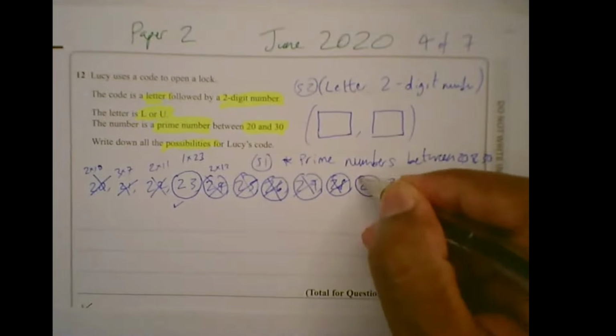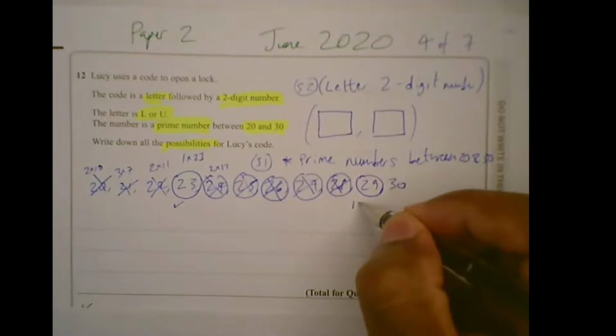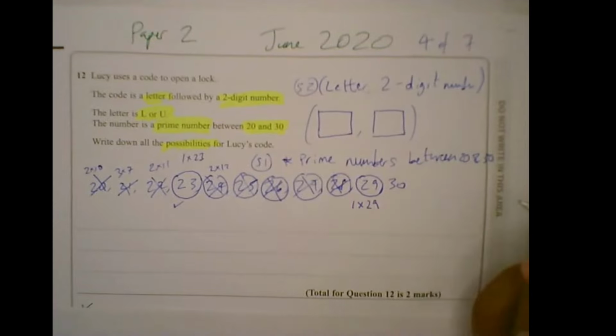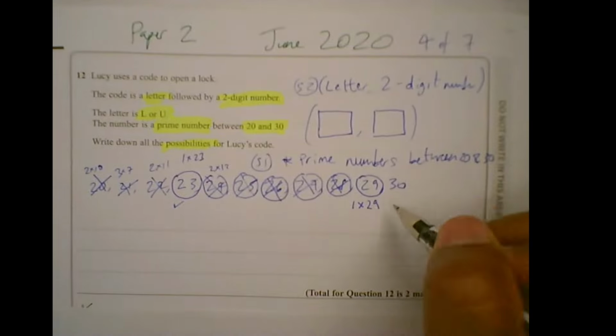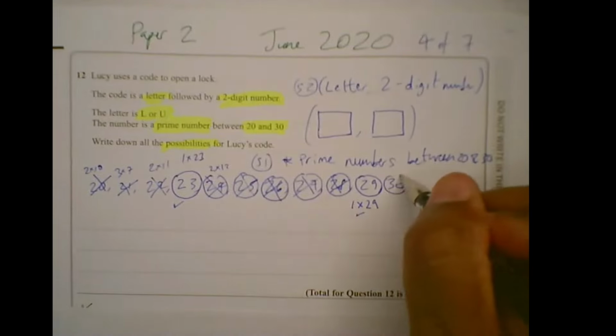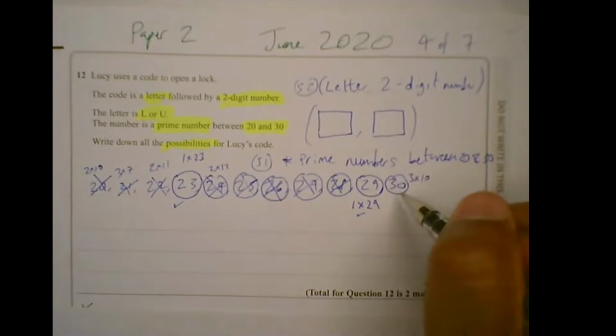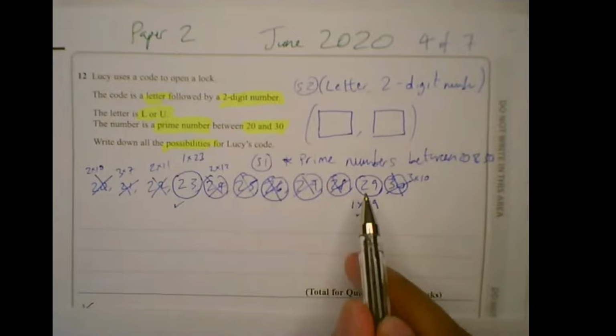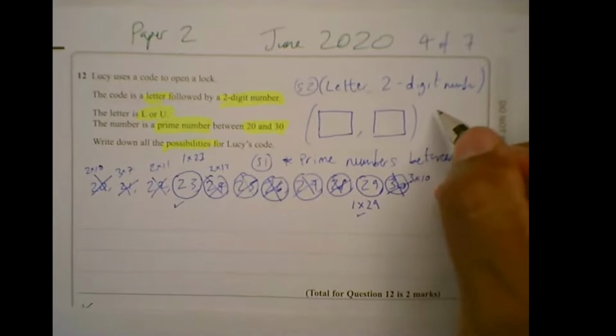29 is not an even number, and there are no numbers apart from 1 that go into it. 29 times 1, or 1 times 29. So this is a prime number. And 30, 3 times 10 gives me 30. So this is not a prime number. Okay, so I only have 23 and 29 that are left over.